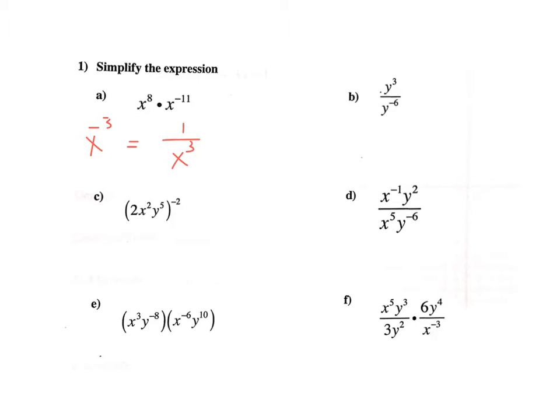Part B, you subtract exponents when you divide. So I'm doing 3 minus negative 6. 3 minus negative 6 is 9. And it goes on the top because that's where the biggest exponent is. Your variable is going to end up on the part of the fraction where your biggest exponent is.